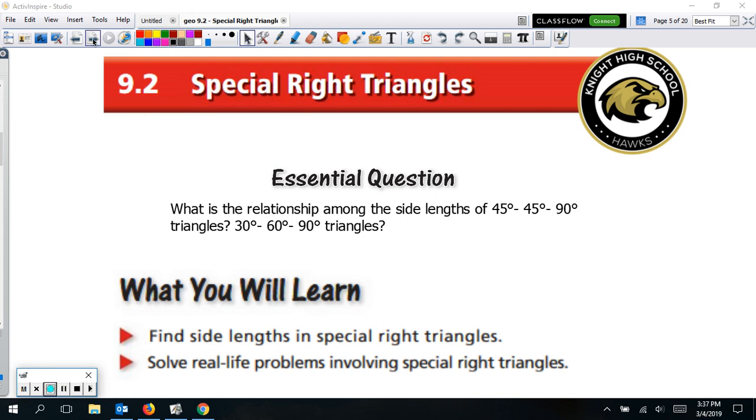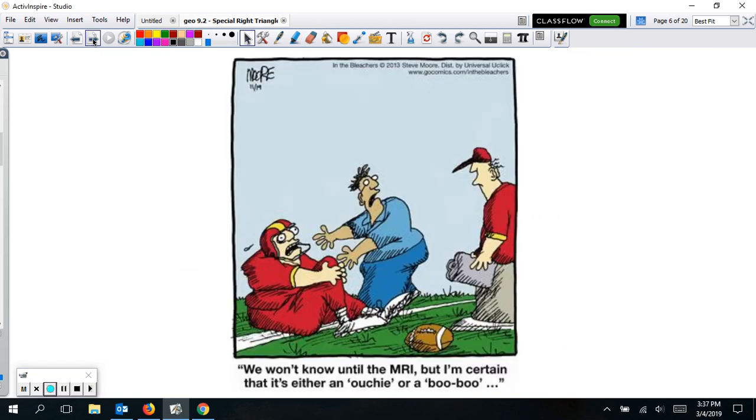First, let's look at a little In the Bleachers cartoon. So it says, we don't know until the MRI, but I'm certain that it's either an ouchie or a boo-boo. So a big football player has an ouchie or a boo-boo.